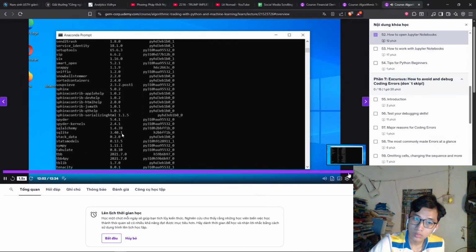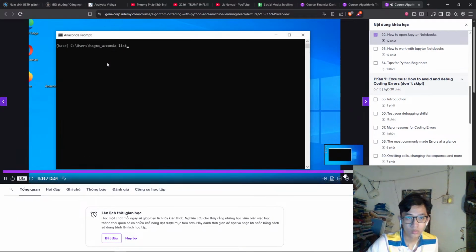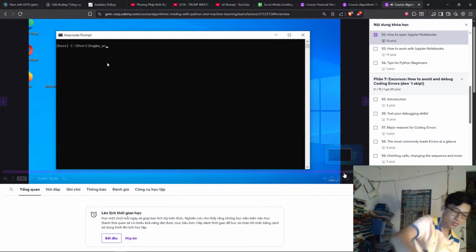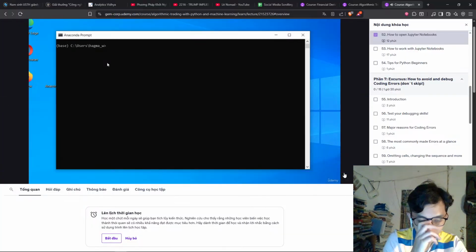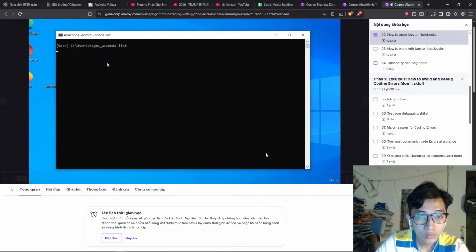To see all installed packages and libraries, you can get a full list, and the right command is conda list. So you have to type conda list and then press the Enter key.